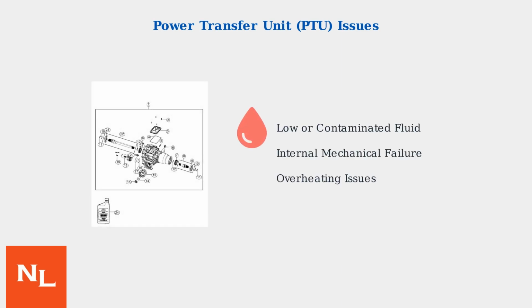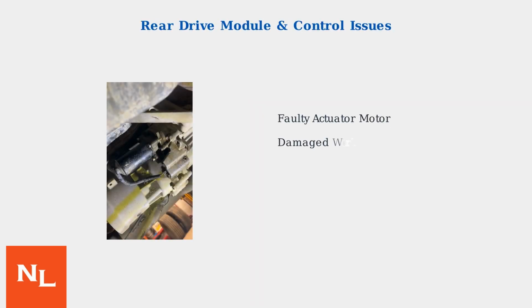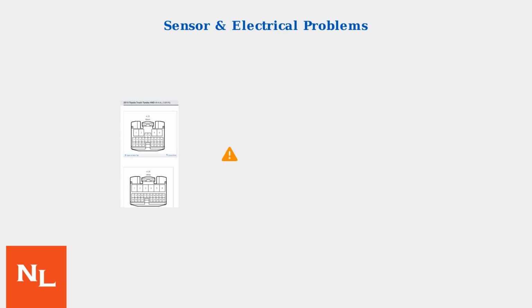The PTU can fail due to low or contaminated fluid, internal mechanical damage, or overheating from insufficient lubrication. The rear drive module can fail due to actuator motor problems or damaged wiring. The 4-valve control module may experience software corruption or communication errors with other vehicle systems. Sensor malfunctions can also trigger this error.